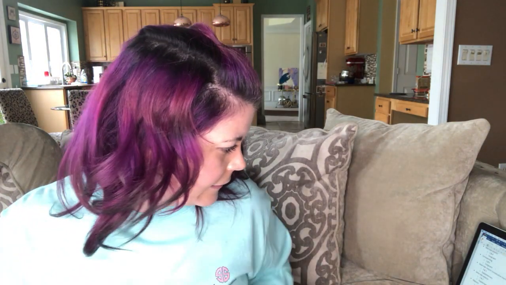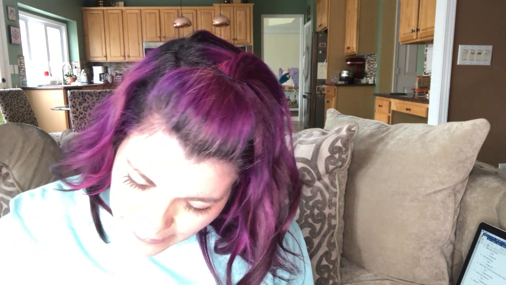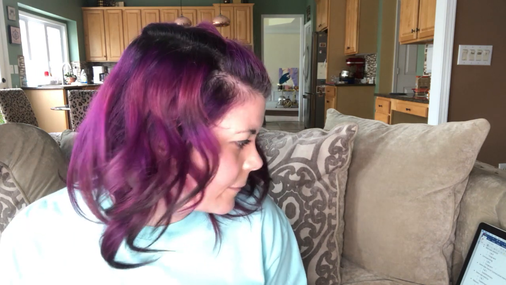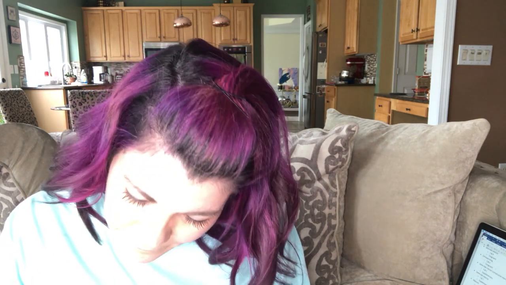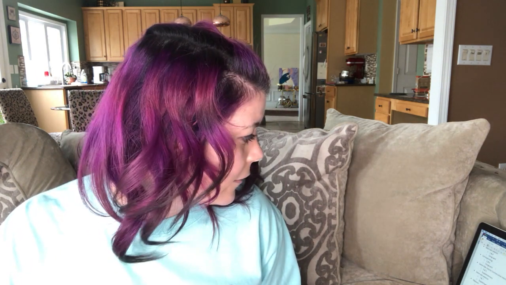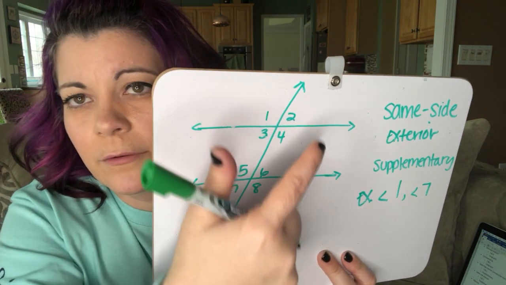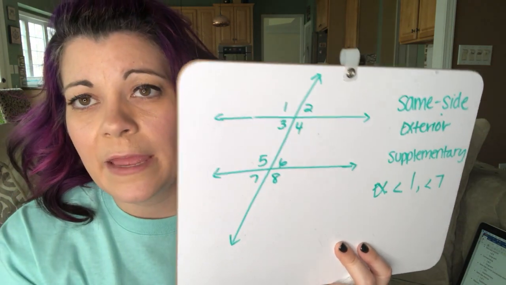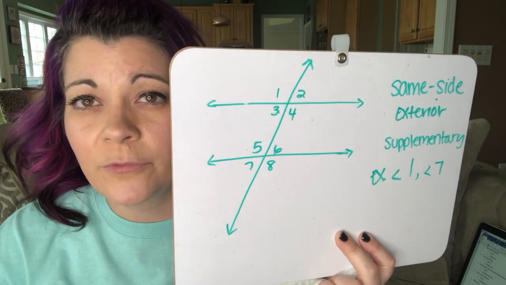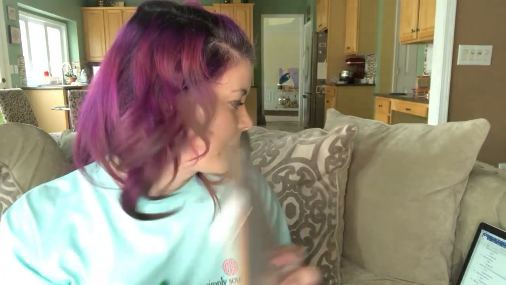Another one is same side exterior. So same side exterior, they are also supplementary. And for example, angle 1 and angle 7. So same side exterior, 1 and 7, or 2 and 8. They are also supplementary, so also add up to be 180 degrees, and exterior outside the parallel lines.